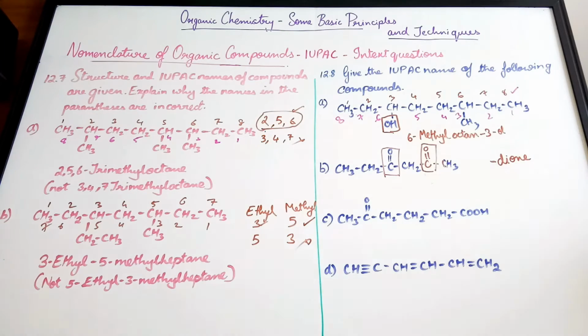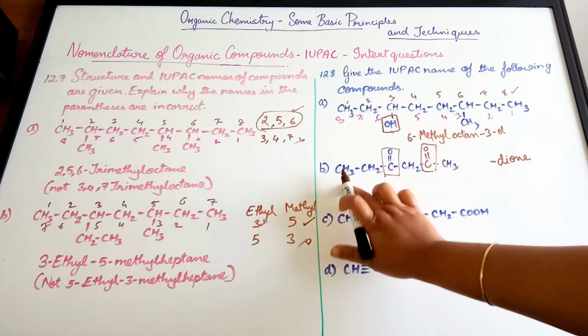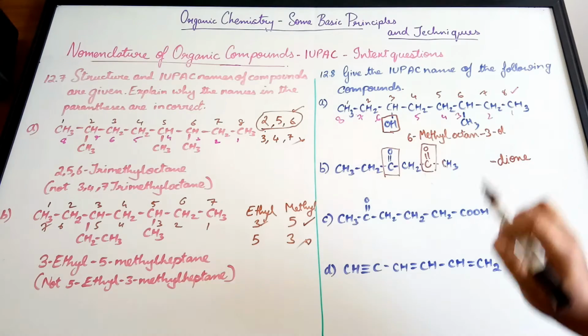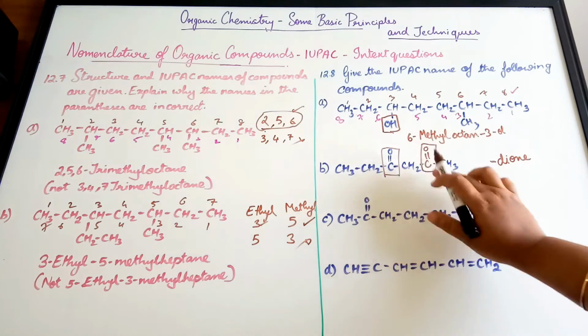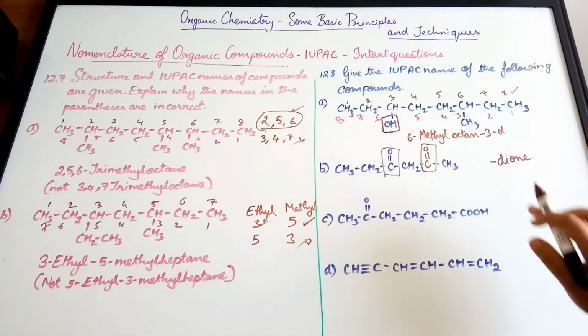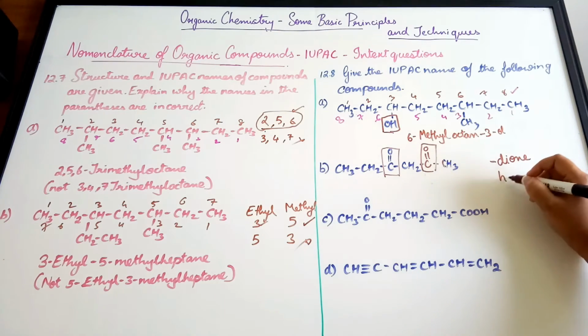Now let's count the number of carbon atoms. 1, 2, 3, 4, 5 and 6. Since it has 6 carbon atoms, it's a hexane, and the word root is going to be hexane.